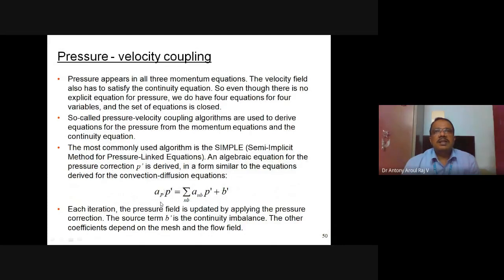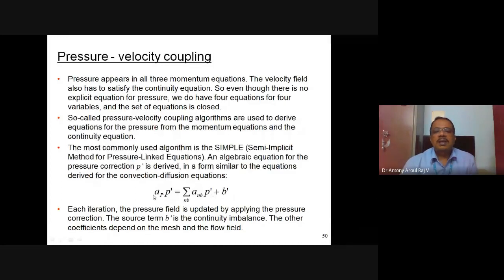How are you getting this equation? We are deriving it from the continuity equation. That is a very big derivation, so I think you will not be interested. But the concept we have to understand is that the pressure correction is here. This B dash is the source term. It will be there for continuity imbalance. If this term becomes more, this will be reduced. Similarly, if this term becomes less, this will be increased. That is what I call pressure velocity coupling.